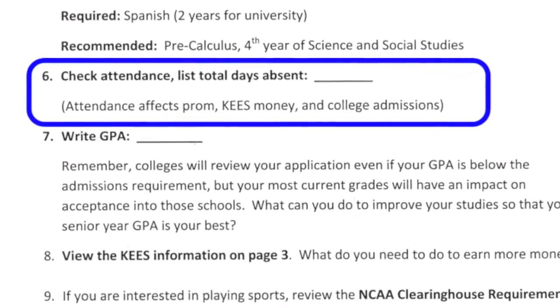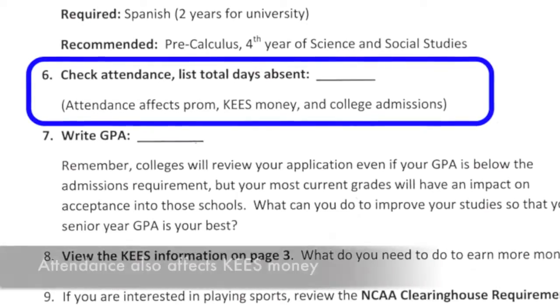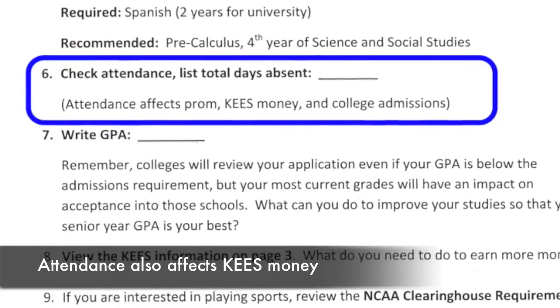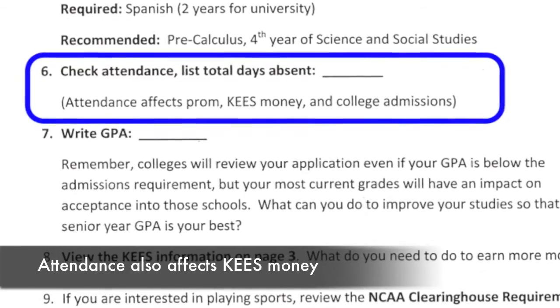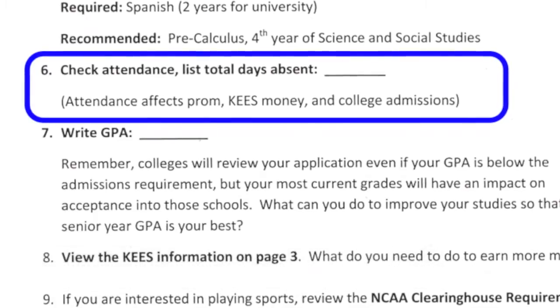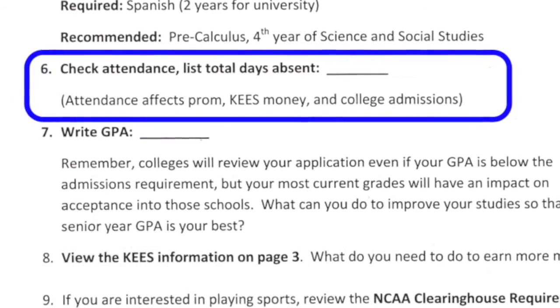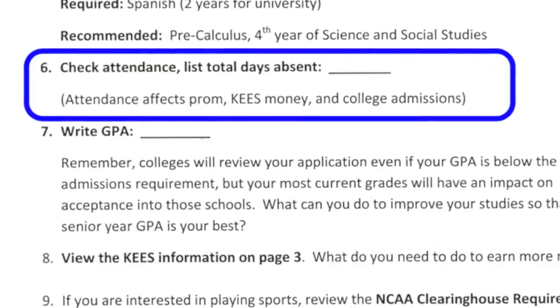It also affects your keys money. If you do not have good attendance, regardless of how well that you do in school and the grades that you have, you will not be able to access your keys money. And then it also affects college admissions. Colleges do look at your attendance when they decide whether or not to let you come to their school.